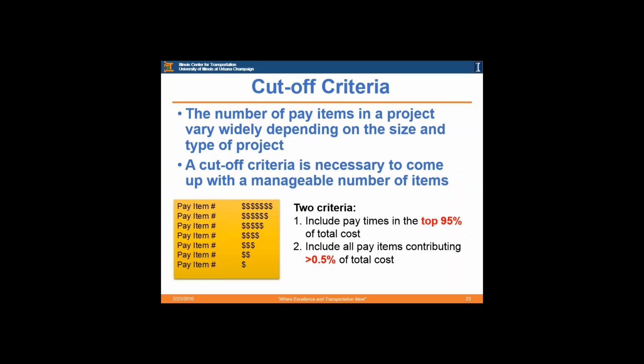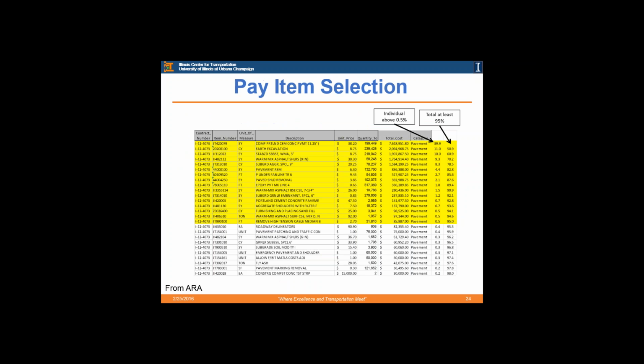The first is based on the cost of the pay items. First we order the pay items, as you can see here, from most expensive to least expensive, and we include the top 95% of the total cost. After that, we also make sure that we include all pay items that contribute greater than 0.5% of the total cost. Usually that fits within the top 95%, but occasionally we have to consider a couple more beyond that. Here is an example of an actual list of pay items.